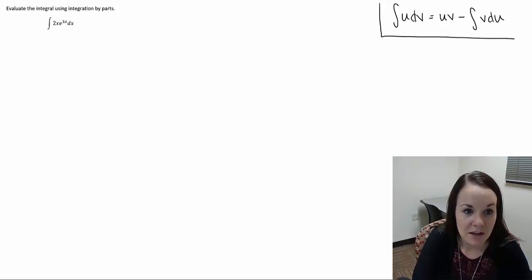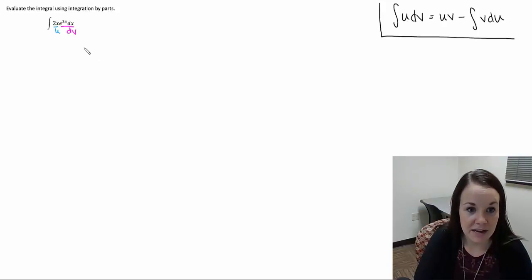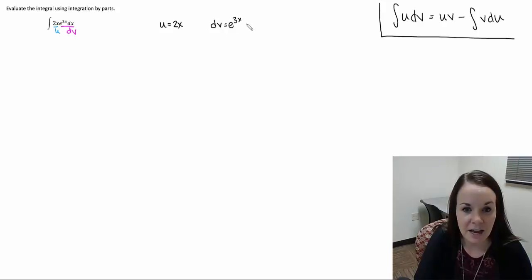So if I use the first part here, the 2x, as my u, and then my e to the 3x dx as my dv, then I can follow this basic form. So let's go through and write this out. We set u as 2x and dv as e to the 3x times dx. Now watch how this follows through.